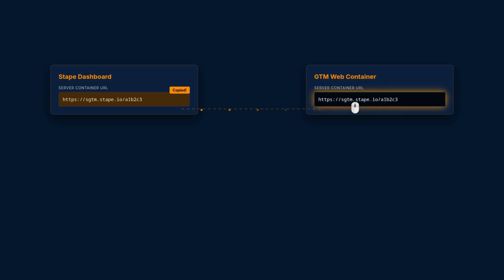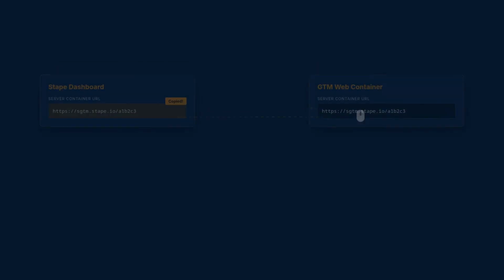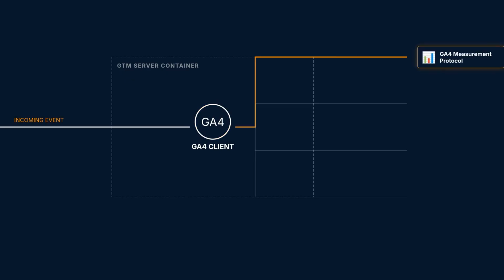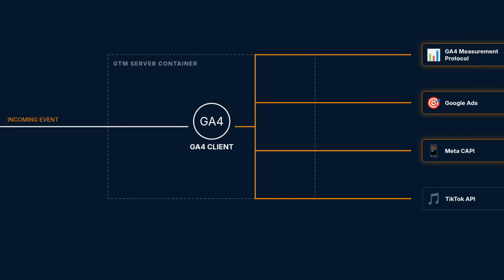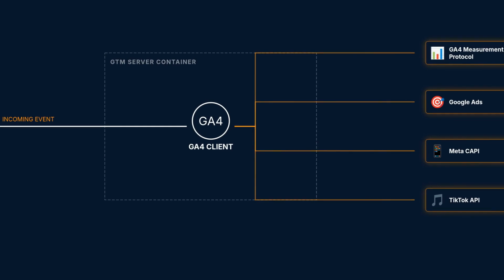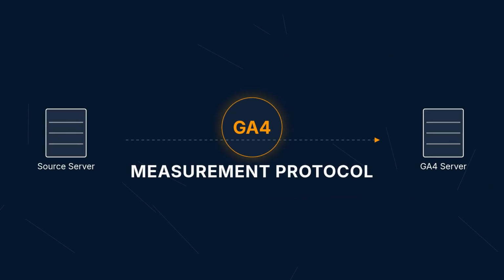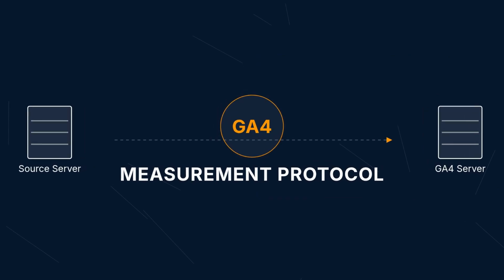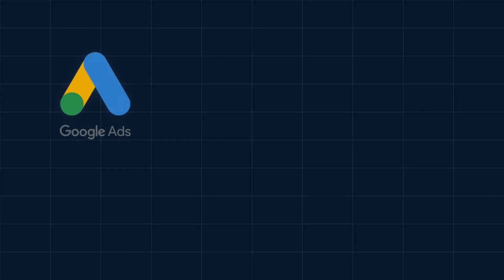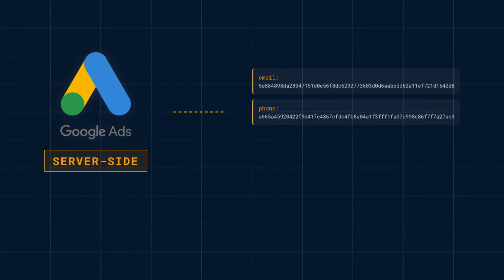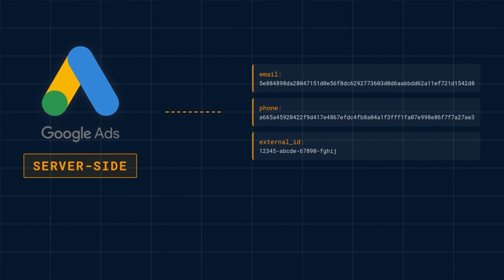Now update your GA4 tag to route through the server. The GA4 client in the server container receives the event and distributes it to all connected platforms simultaneously. Create 4 outbound tags. Tag 1, GA4 via Measurement Protocol. This gives you more reliable session data and longer cookie lifetimes. Tag 2, Google Ads conversion. Send enhanced conversion data server side, including hashed email, to improve your match rate significantly.